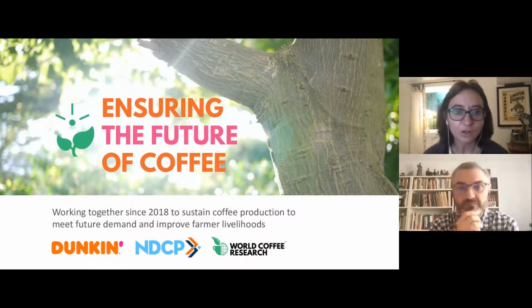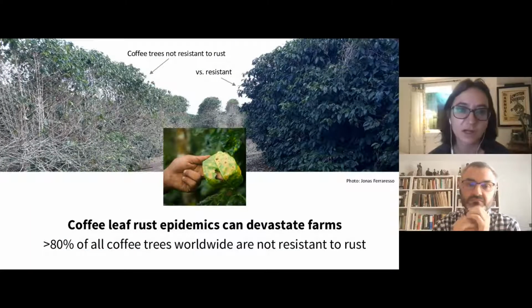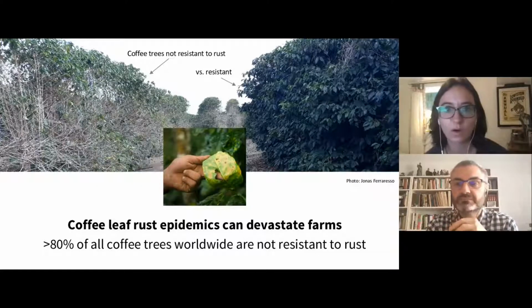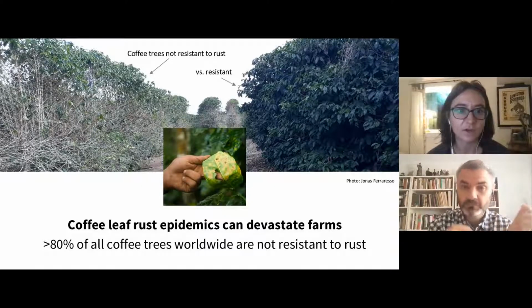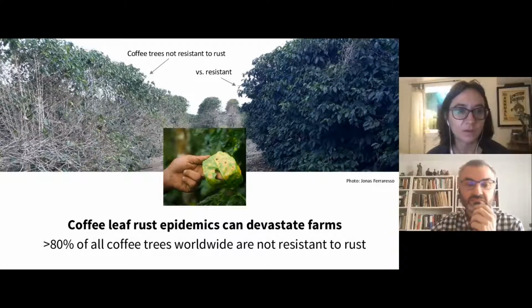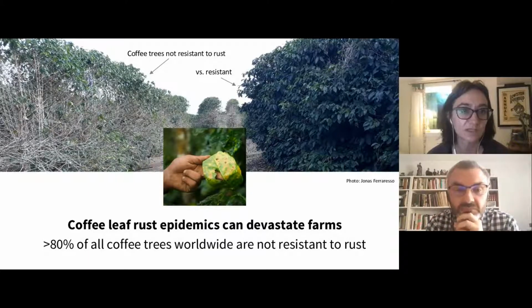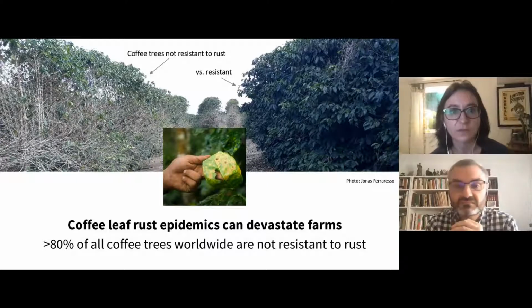But rust is something that World Coffee Research has focused on for a very long time, from essentially our inception. The reason that it's a core part of our work and our thinking is because it really is one of the single most significant challenges that coffee farmers face. This is a really shocking image from a coffee farm in Brazil that shows what it looks like when you have a serious rust outbreak on a farm with varieties that are not resistant to rust, over here on the left, and varieties that are resistant to rust, over here on the right.